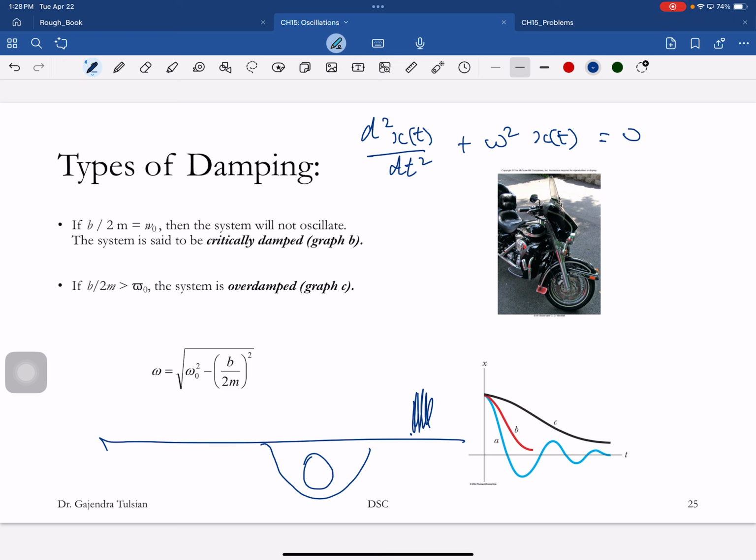And you have a bumpy ride. You want to kill that oscillation as fast as possible. You don't want it oscillating like that. You want to kill it as fast as possible. So that's what shock absorbers do. They provide damping to kill vibrations.